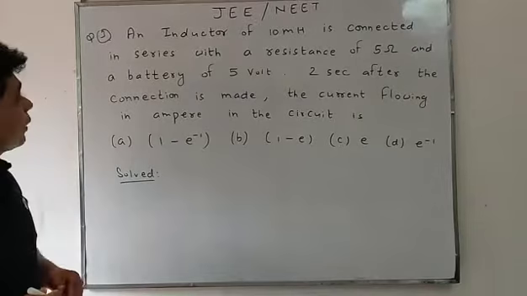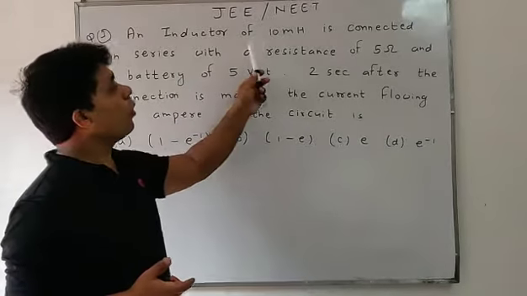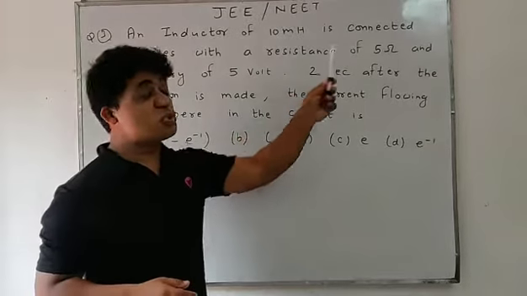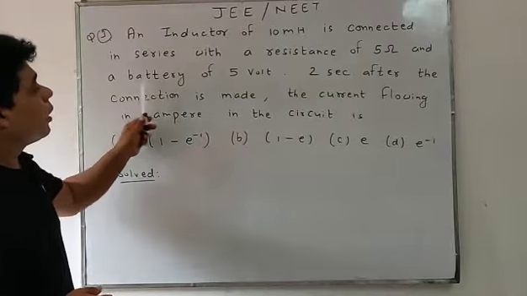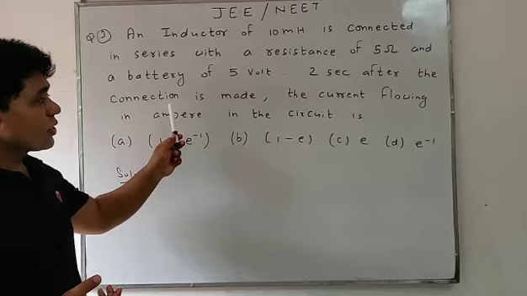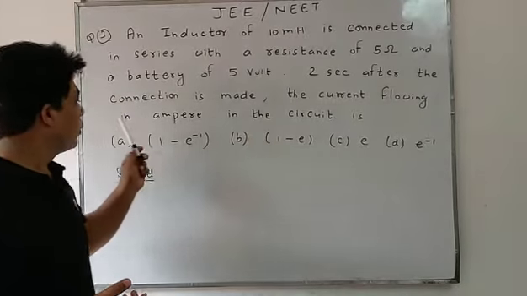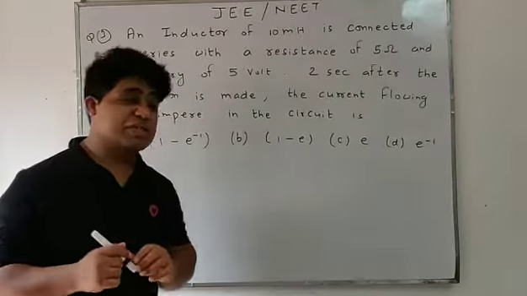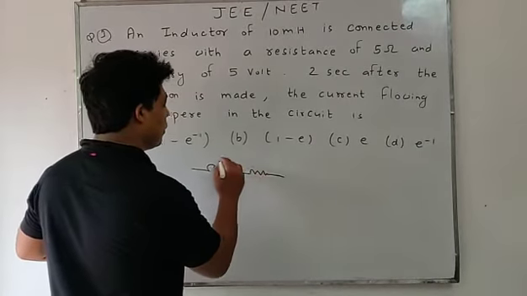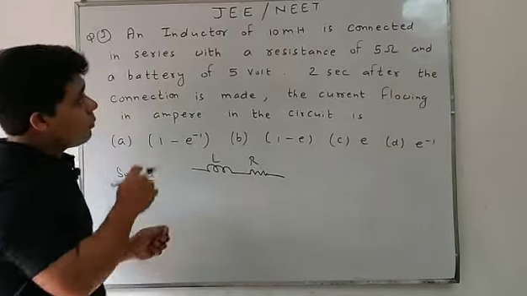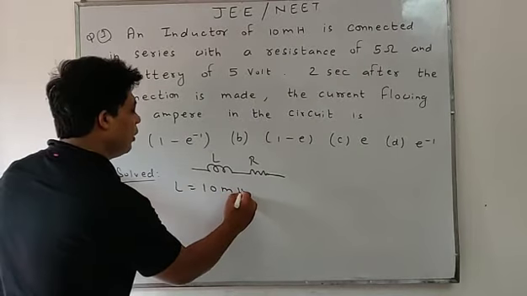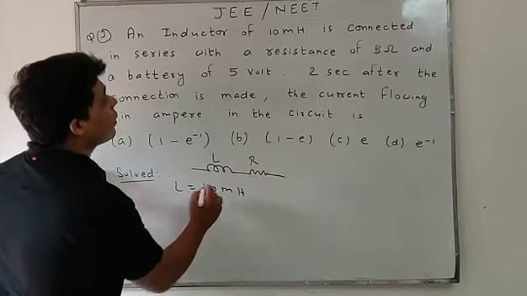Look at the next question. An inductor of 10 millihenry is connected in series with a resistance of 5 ohm and a battery of 5 volt. 2 seconds after the connection is made, the current flowing in ampere in the circuit is, look at students, again we are given a circuit having L and R. L is what? 10 millihenry, and resistance R is what?